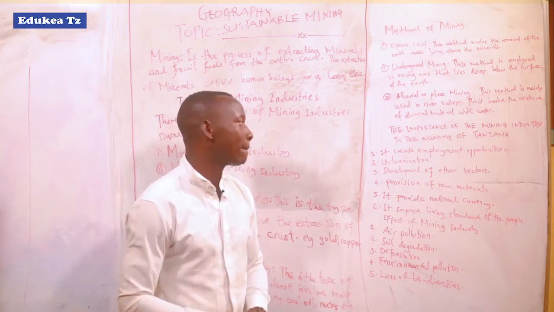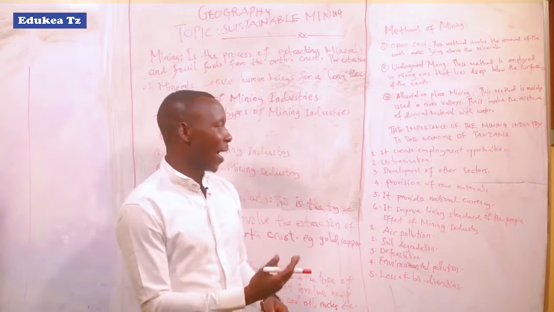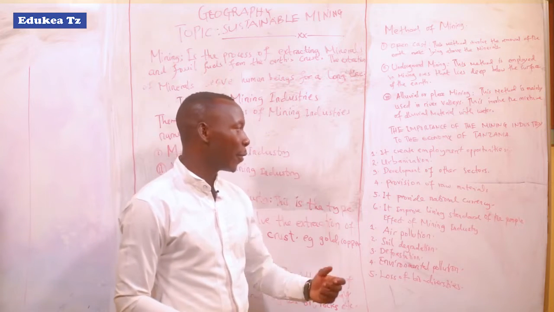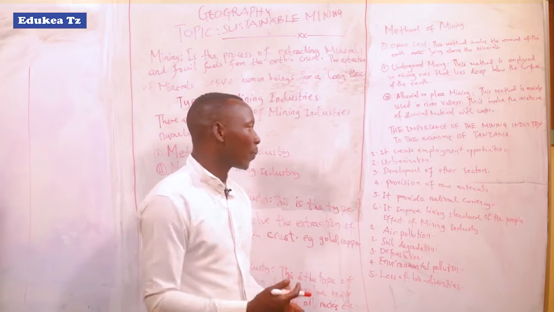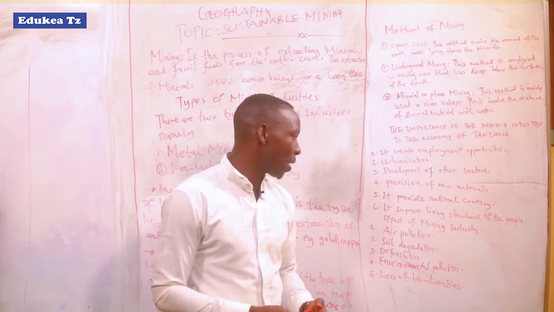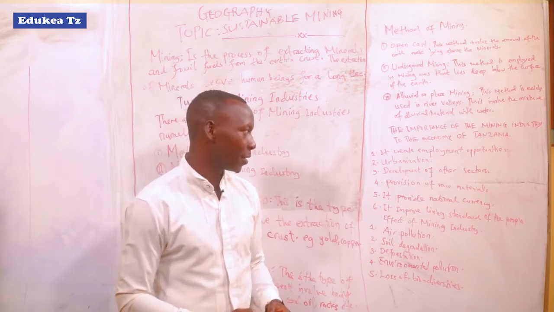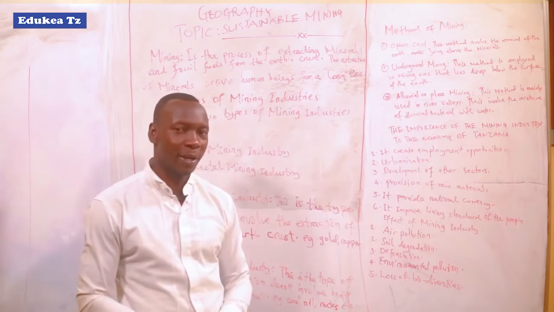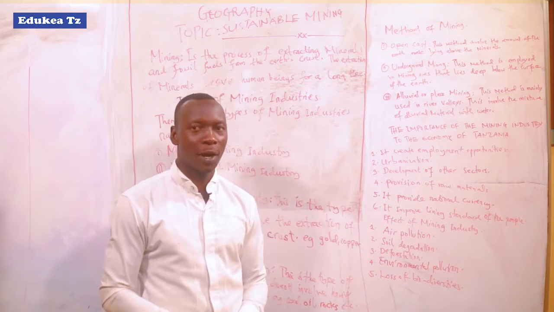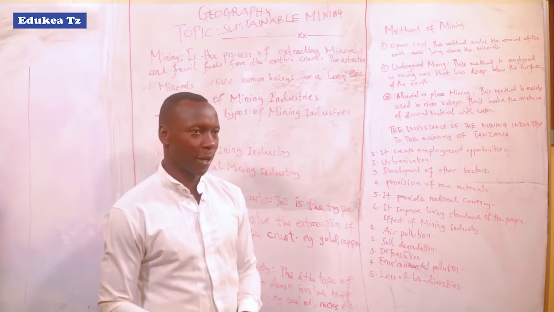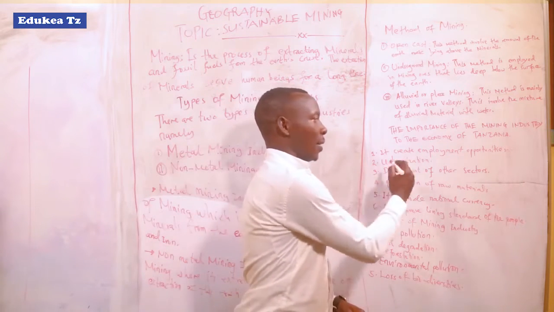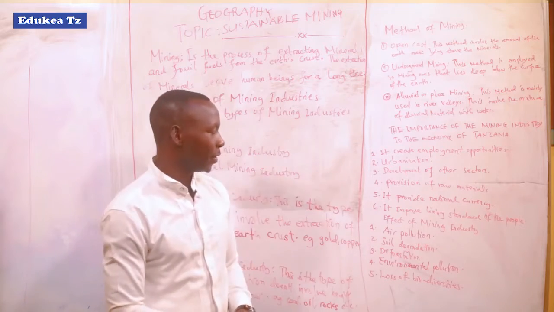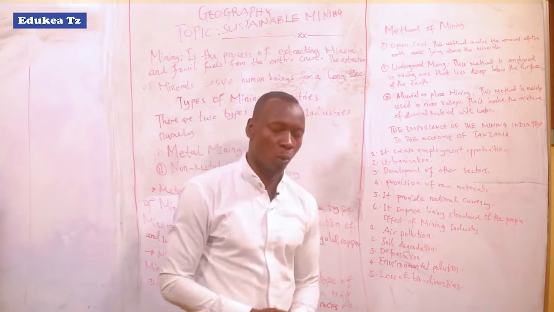For example, in the Lake Zone at GGM, people are employed in mining. In the Northern zone at Barrick, people are employed in mining. So people get employment due to the presence of mining activities in a particular country or in a particular area. After looking at the first point, let us see point number 2.